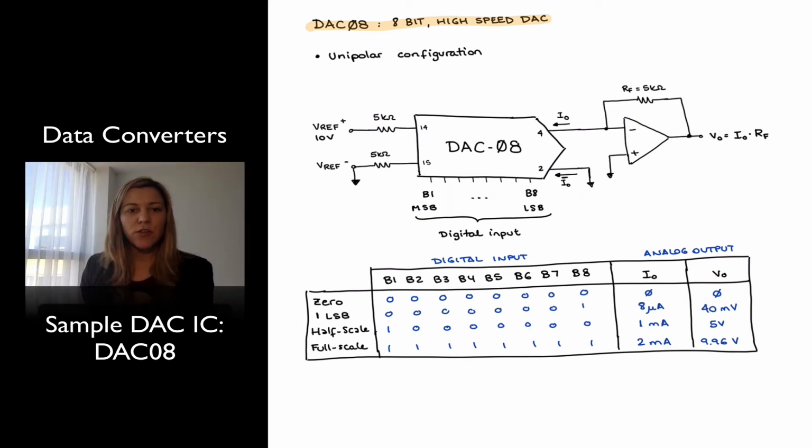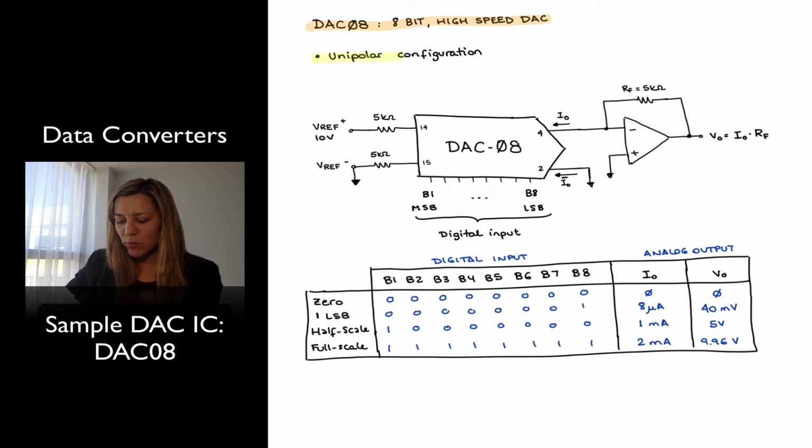Hello. In this video, we're going to take a look at an IC DAC, and I have selected the DAC08, which is an 8-bit high-speed DAC. And if you take a look at the datasheet, you will see that it is a DAC that can be configured for both unipolar and bipolar output. So I've taken some sample configurations out of the datasheet to illustrate both the unipolar and bipolar output configurations.